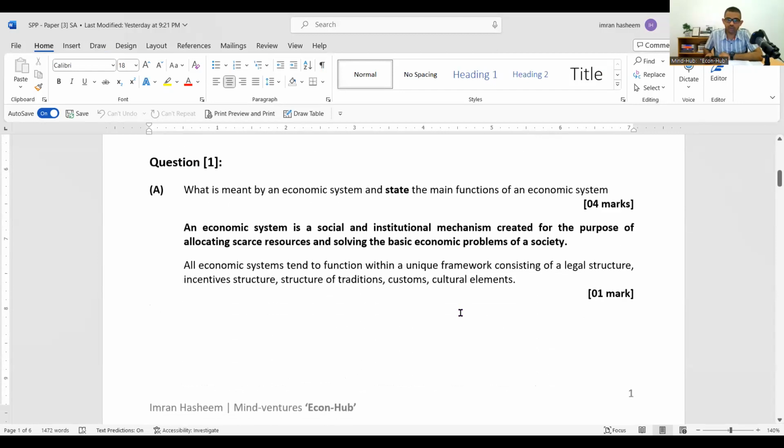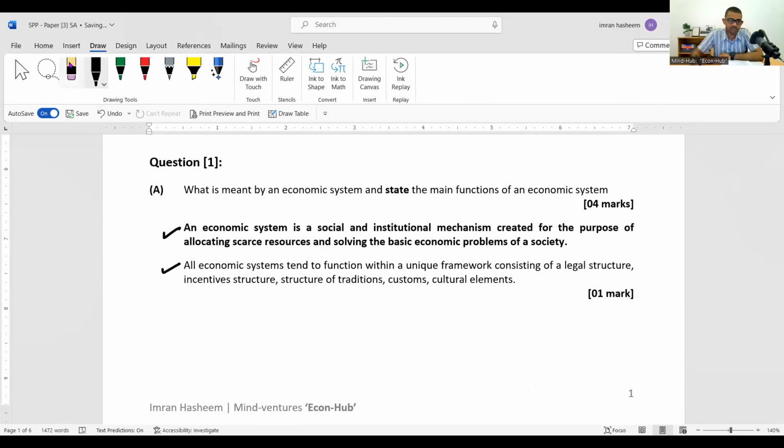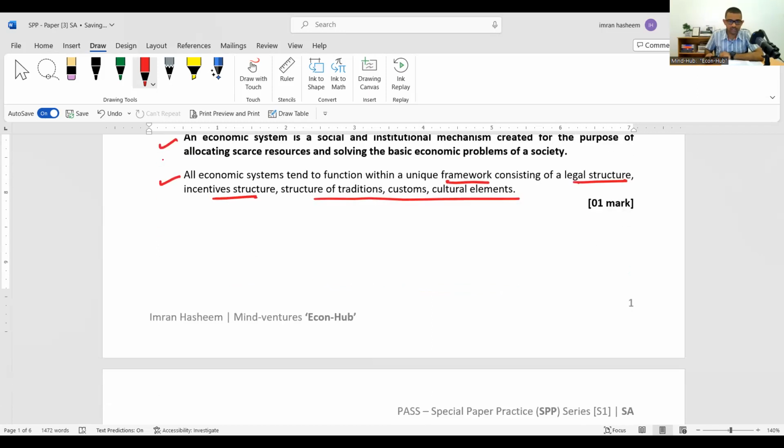Question 1, first I want to know what is meant by an economic system. So I always would recommend you write both of these when you define an economic system. To say it's a social and institutional mechanism for the purpose of allocating scarce resources and solving basic economic problems, and to say all economic systems function within a certain unique framework consisting of 3 things: legal structure, incentive structure, structure of traditions, customs, and cultural elements. In a complete answer, 1 mark there.